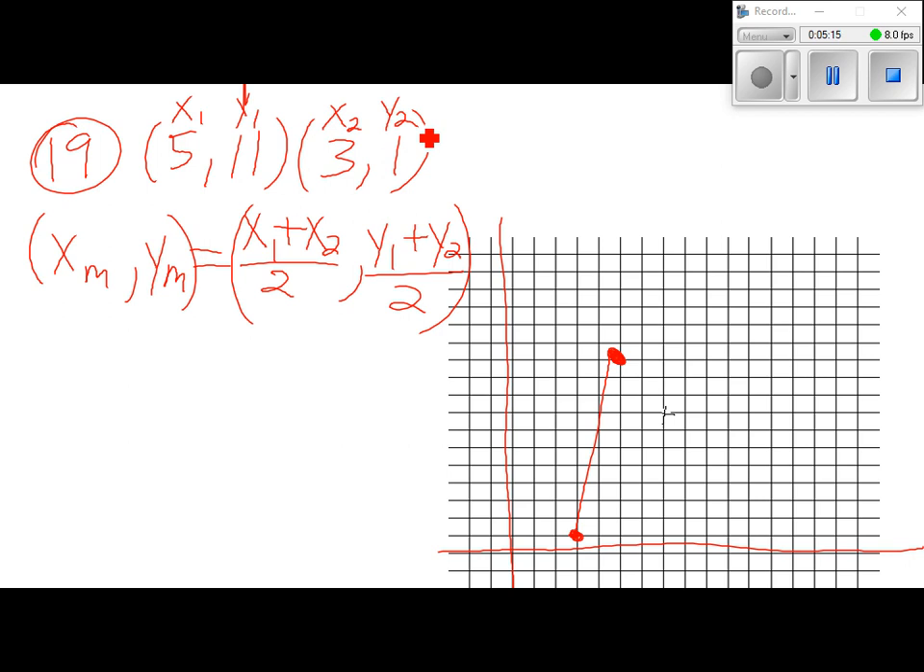Silas can probably do this, most of it in his head, I'm guessing, right? Did you write it all down every single time? Maybe once, and then you said, this is easy, let's just get on. What's our x's this time? 5 plus 3 divided by 2. What's our y's?